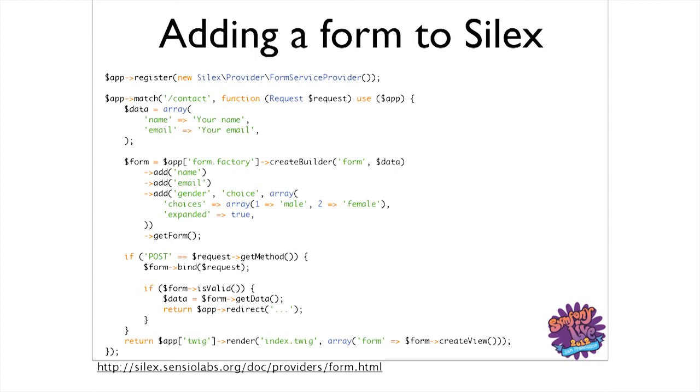And we're also using Twig in this case. So we're simply going to call Twig render, the template that we want to render, and then we're going to pass in a form as an element to that view. Any questions so far? All right.